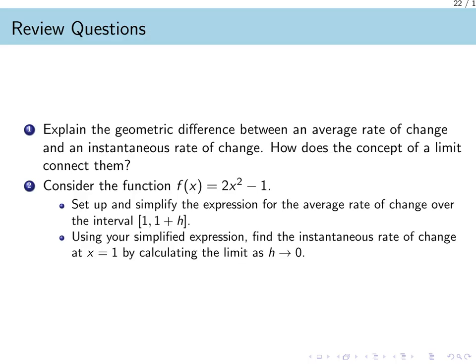The second question provides a concrete function, f of x equals 2 times x squared minus 1, and asks you to perform the calculation. You will first set up and simplify the difference quotient for the average rate of change on the interval from 1 to 1 plus h. Then, you will take the limit as h approaches 0 to find the precise instantaneous rate of change right at x equals 1. Completing these problems is the best way to confirm you understand how the limiting process defines the slope of a curve.